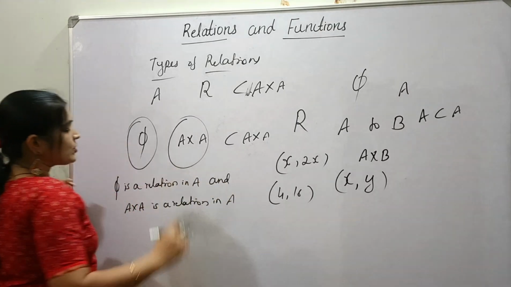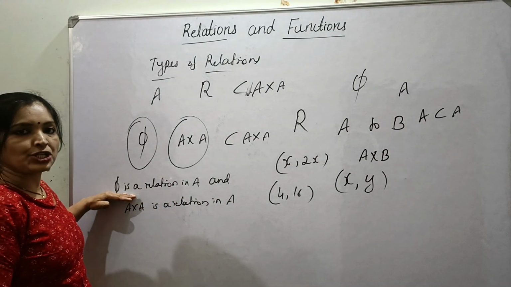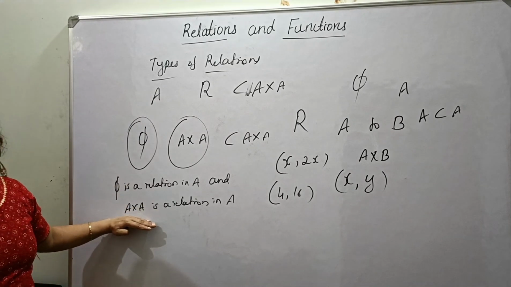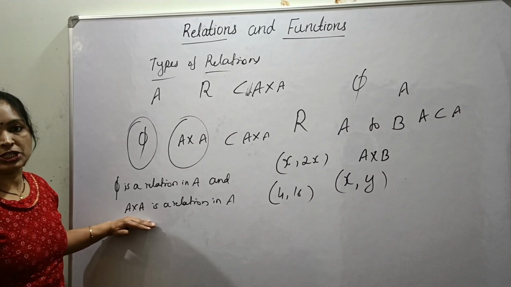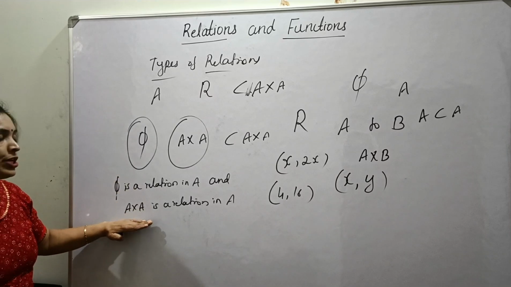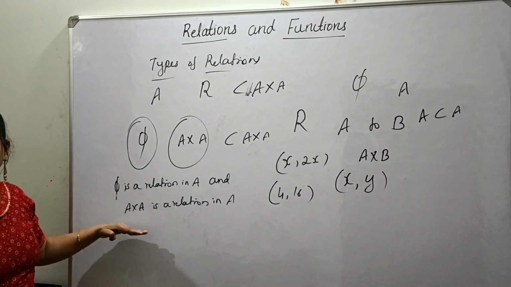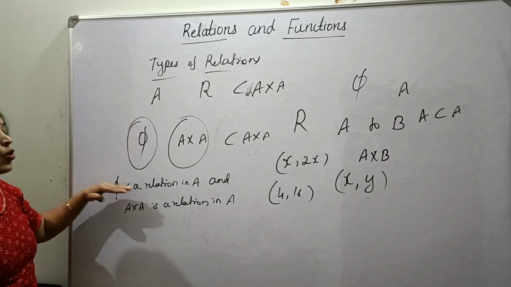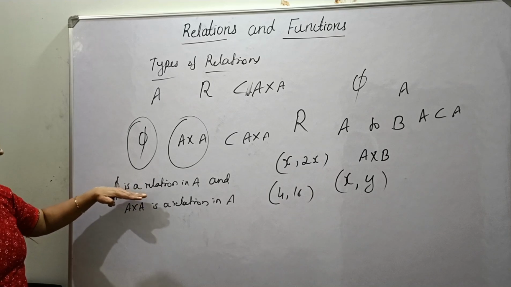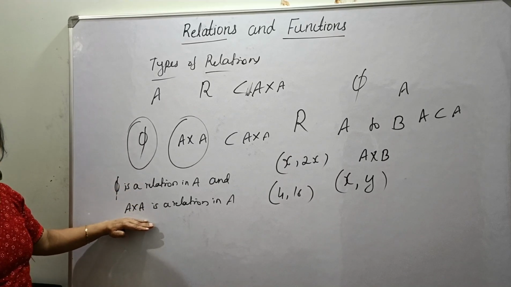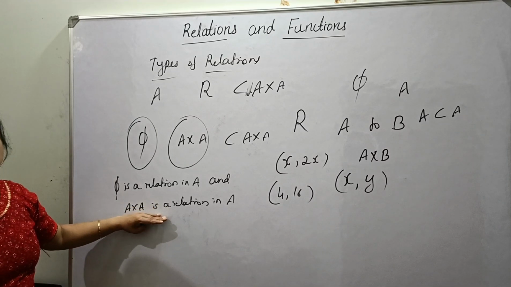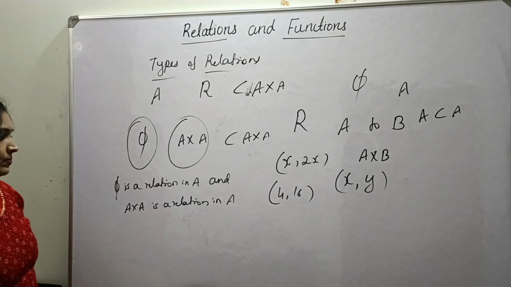Phi is called an empty relation and A cross A is called a universal relation. See here, there is no element in this relation, that is empty, so it is called an empty relation. And A cross A has all the elements of A cross A, right? So this relation is called a universal relation.